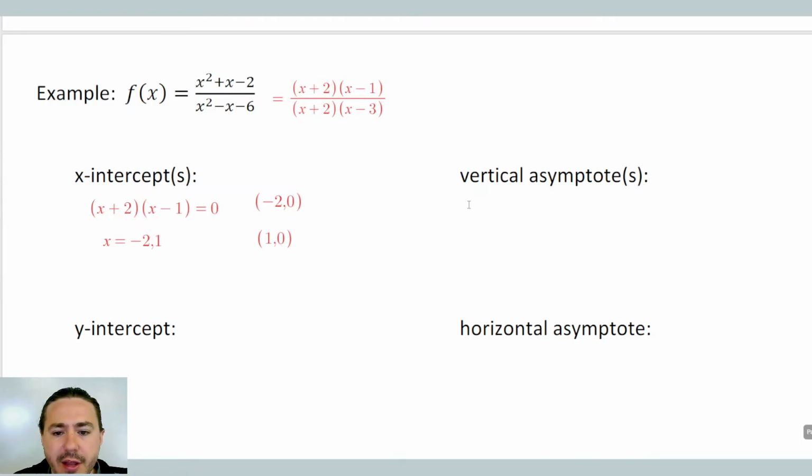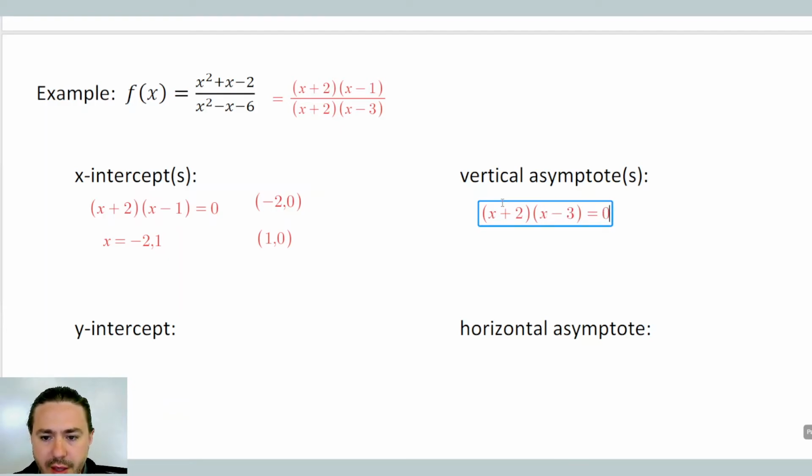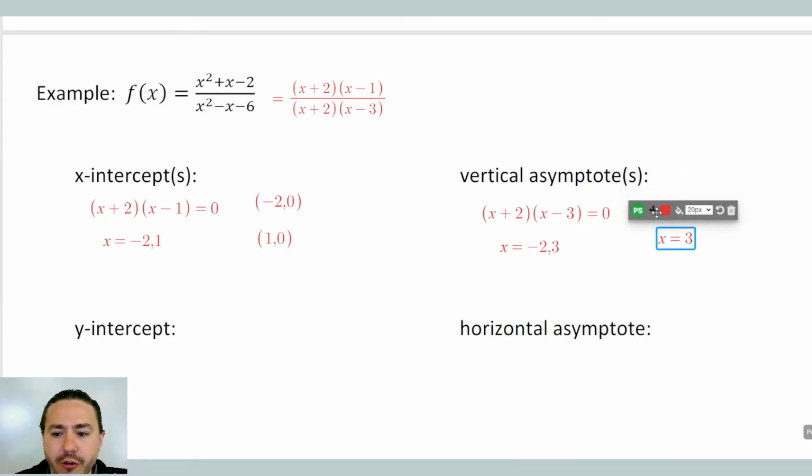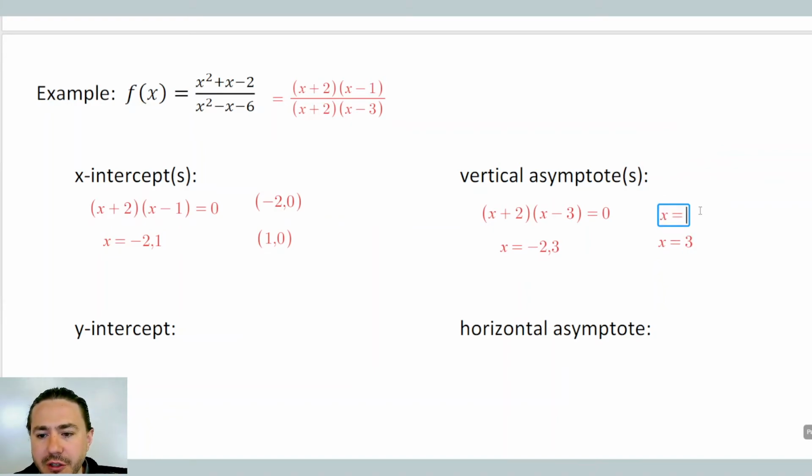So I'm going to set the denominator equal to 0 and solve for these values. I get x equals -2 and x equals 3. Now, you might notice at this point that we have a little bit of a contradiction, because we can't have an x-intercept at the same location that we have a vertical asymptote. So for these vertical lines, -2 and 3, only one of these is actually going to be a vertical asymptote.